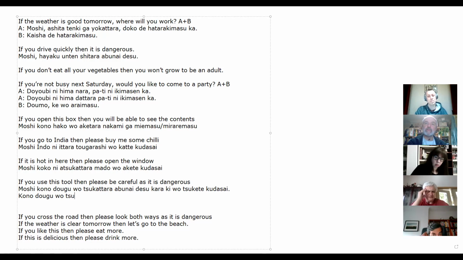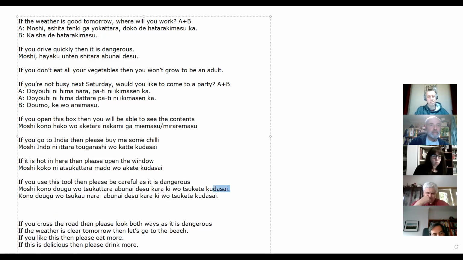そうか。 What's to use? I don't remember with Nara. Okay, so this is the plain form of the verb. 使うなら And then the rest of it, right? 危ないですから気をつけてください。 Perfect. Good. Excellent. Okay, let's get rid of this one.